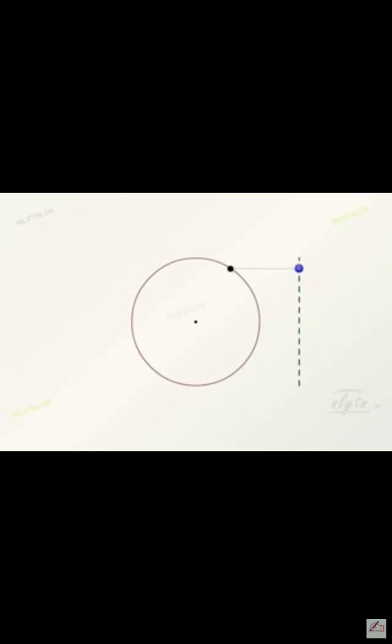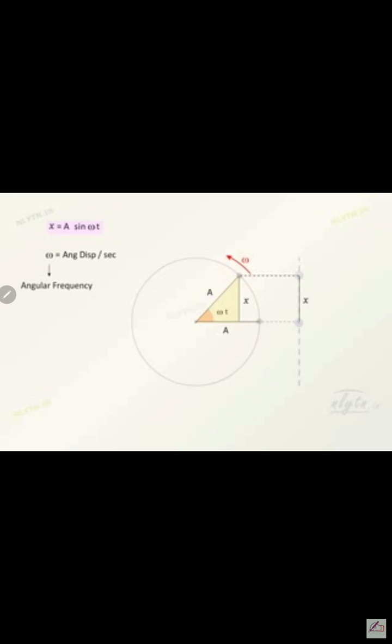Let us say that the angular speed of a particle moving along a circular path of radius a is equal to omega. If the particle starts from this position, then after time t, its angular displacement will be equal to omega t, and this distance x will be equal to a sine omega t, which is in fact the equation of an SHM, as omega is a measure of the angular displacement per second. So omega can also be considered as the angular frequency in the context of an SHM.